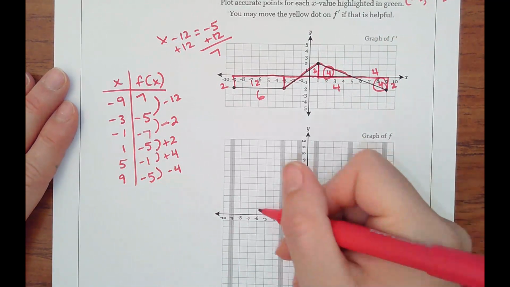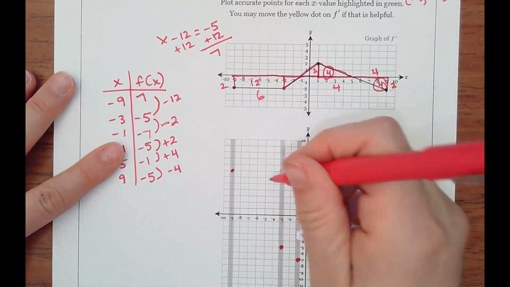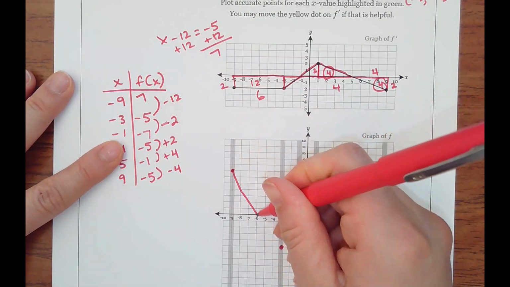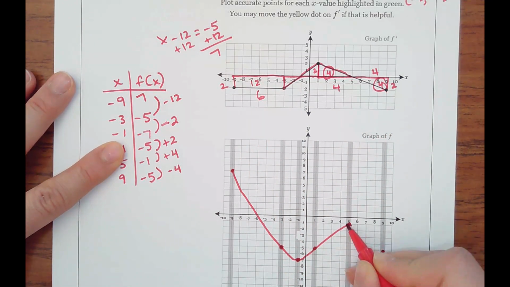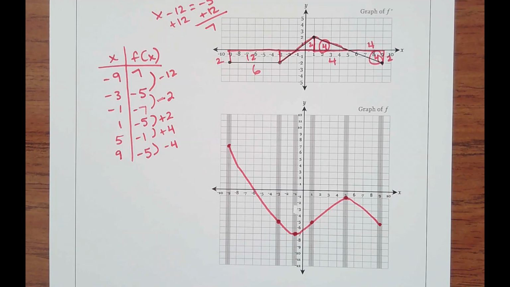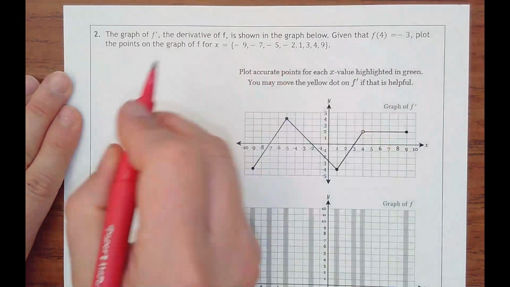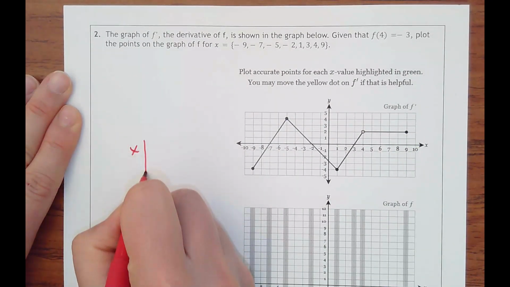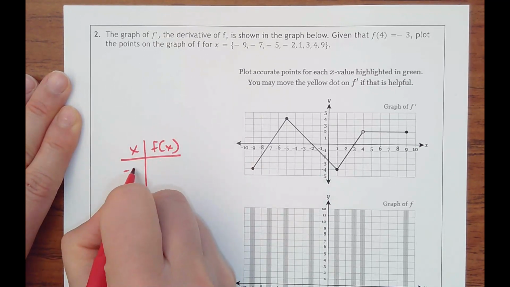So I need to plot that at -9. It actually was at 7. And it'll make a curve for you once you're all done. Like that. Let's try one more to make sure we really understand. And this time, we got some of the similar values, but some that are different. So let's make a table. Put in all the x values.